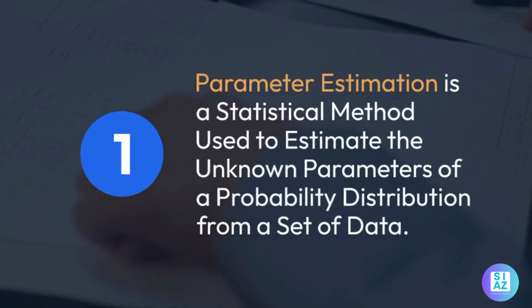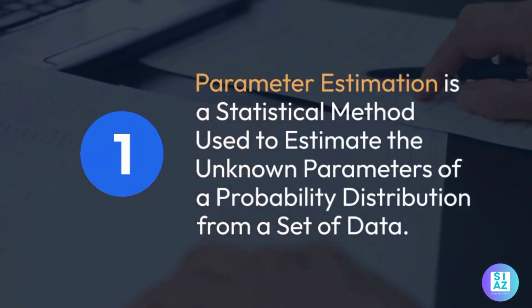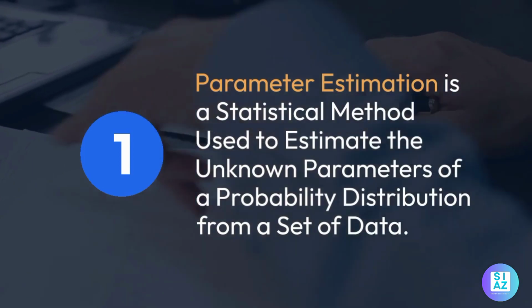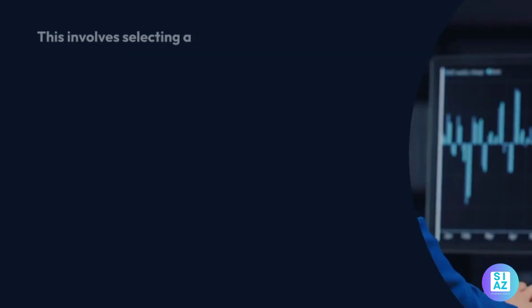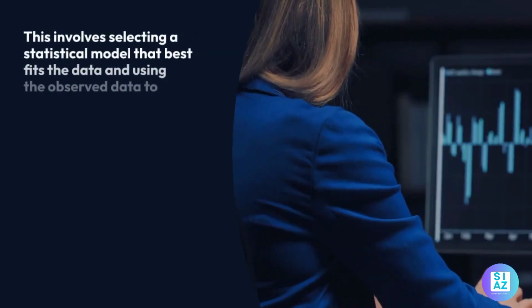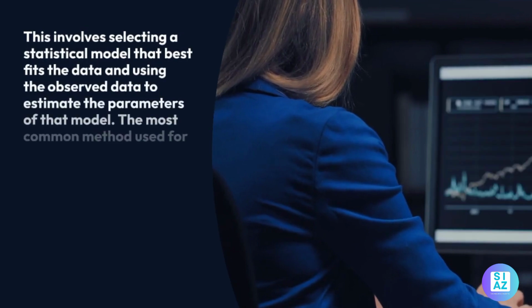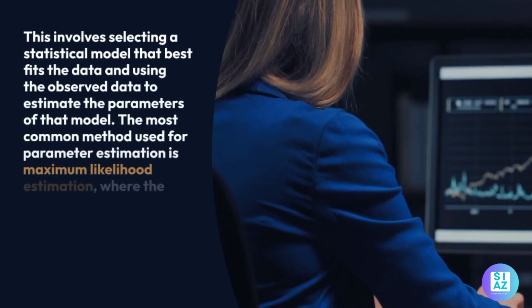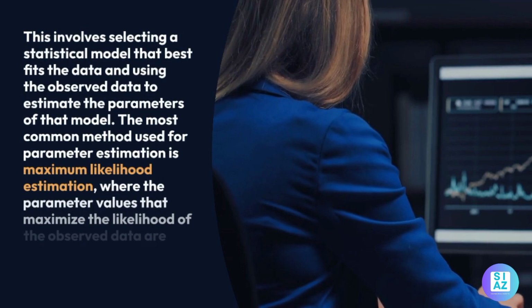1. Parameter estimation is a statistical method used to estimate the unknown parameters of a probability distribution from a set of data. This involves selecting a statistical model that best fits the data and using the observed data to estimate the parameters of that model.